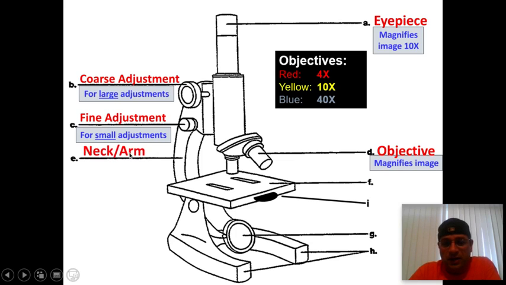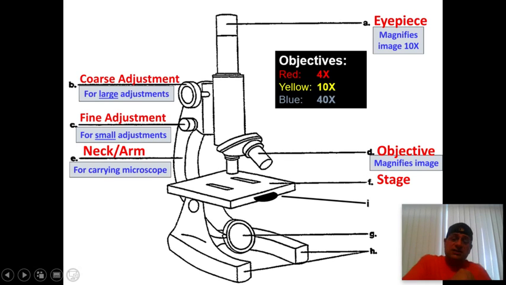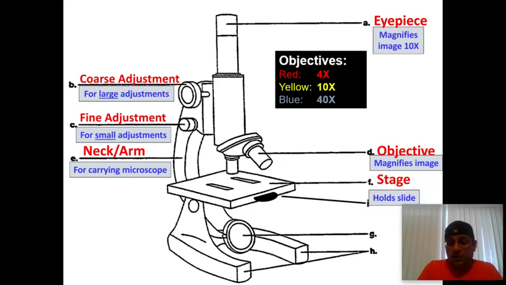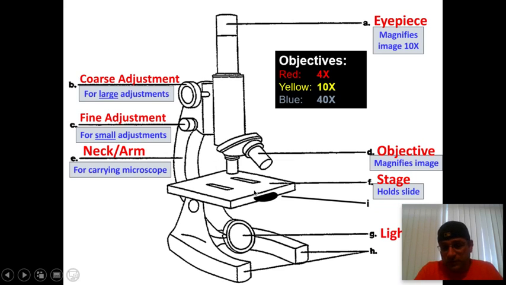Next will be the neck arm. You will use that to help carry the microscope to and from where you're going. The stage: if you want to think of singing and dancing, you would do it up on a stage. That's where you're going to put your slides, or what you're trying to look at, on the stage. It'll have clips or something to help hold the slide. There's going to be the light, which you want to make sure is on so you can see what you're viewing.